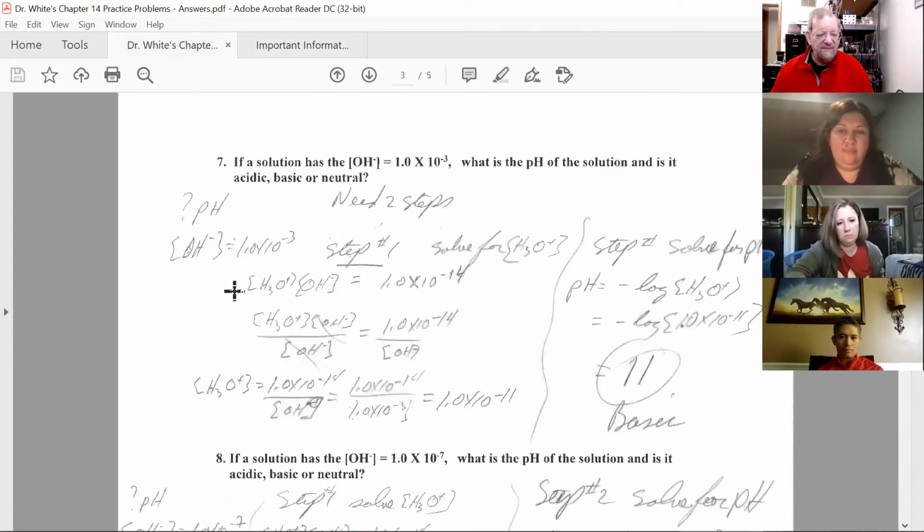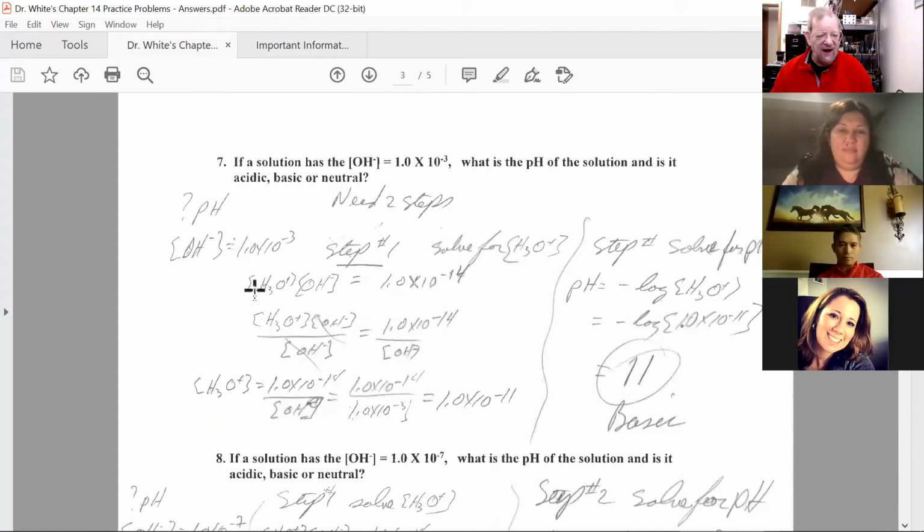And here we want to solve for hydronium, get rid of hydroxide, because we want hydronium alone, so divide by hydroxide concentration. Whatever you do to one side, you need to do to the other. And I did. And now hydronium is equal to 1.0 times 10 to the minus 14 divided by hydroxide. Put that in, do the math. I get 1.0 times 10 to the minus 11.